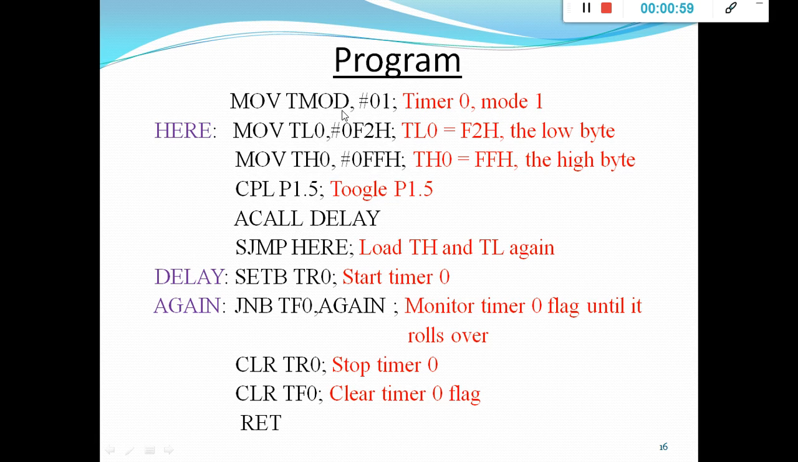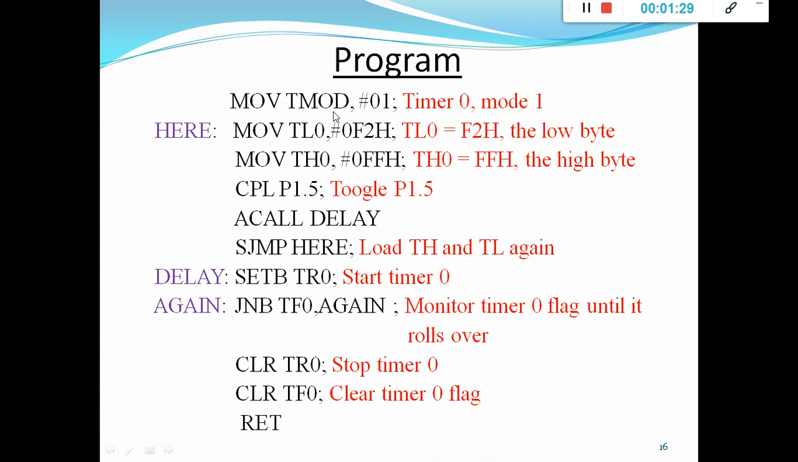For that, I told you to first initialize the TMOD register, the timer mode register. You know it's an 8-bit register. You have to put a value in the TMOD register to say which timer and which mode you are going to use. Here 01 in the TMOD register is going to select timer 0 and mode 1. The instruction to put this value is MOV TMOD, #01.